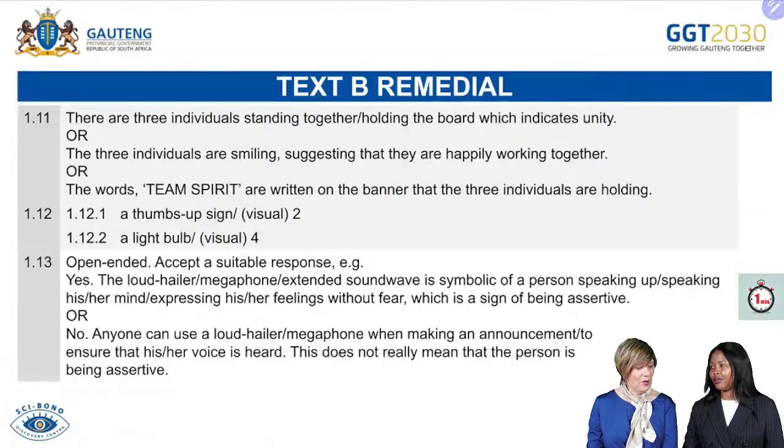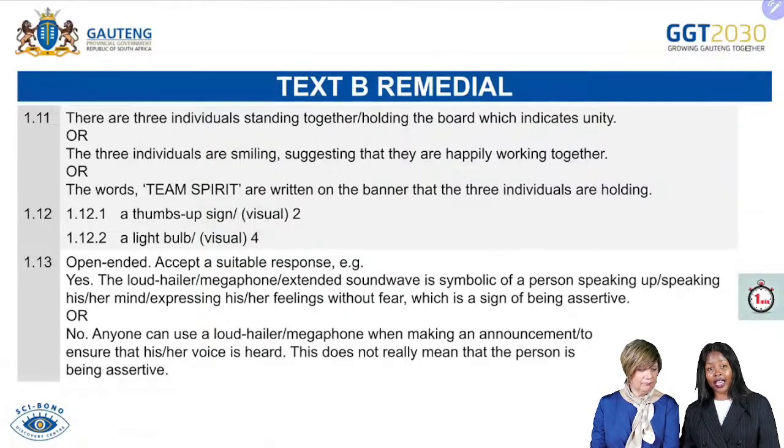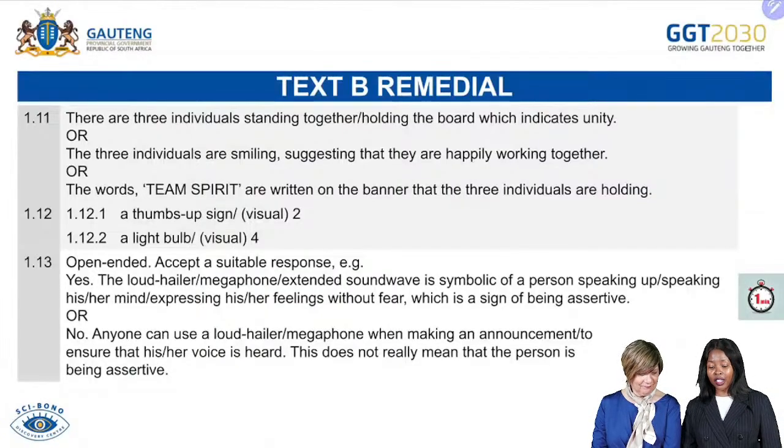Right. 1.12. On the other hand, these are the possible responses that you could have had. 1, a thumbs up sign, which is visual 2. And that is the only option that we have for that kind of answer. And then for 1.12.2, we've got a light bulb. You probably saw that lighting up, which is our visual 4 rather. And then the last question that was part of the homework is question 1.13.